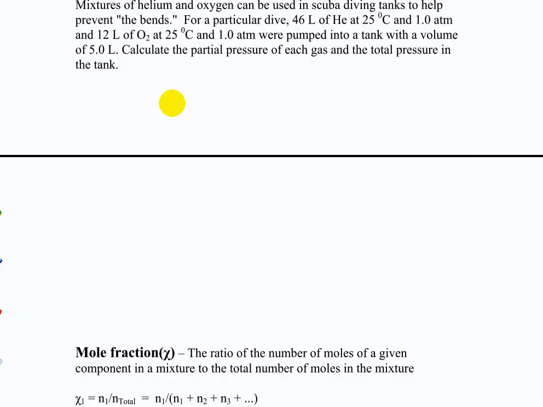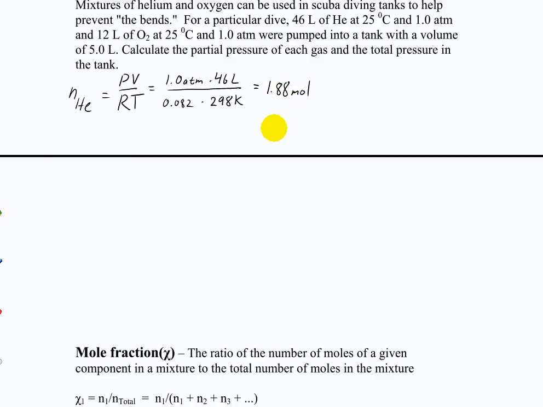So we can say n of helium, or moles of helium, equals PV over RT. So that's 1 atmosphere times 46 liters divided by R times T, 25°C is 298 K. And that's 1.88 moles. Or 1.9, I guess.